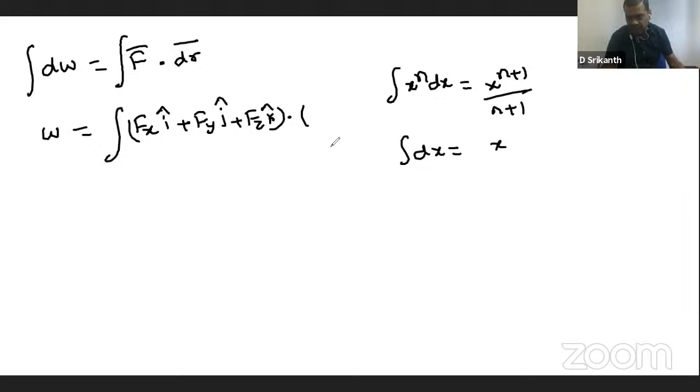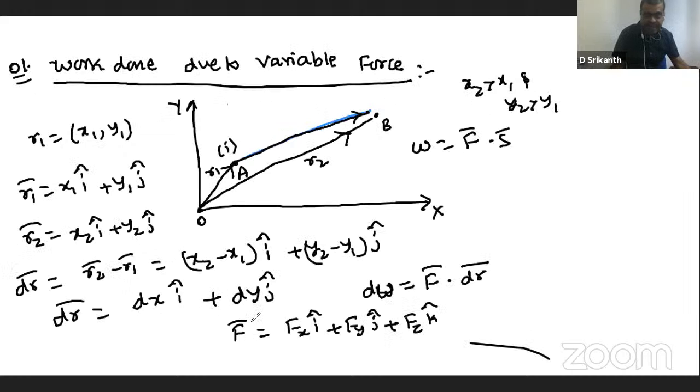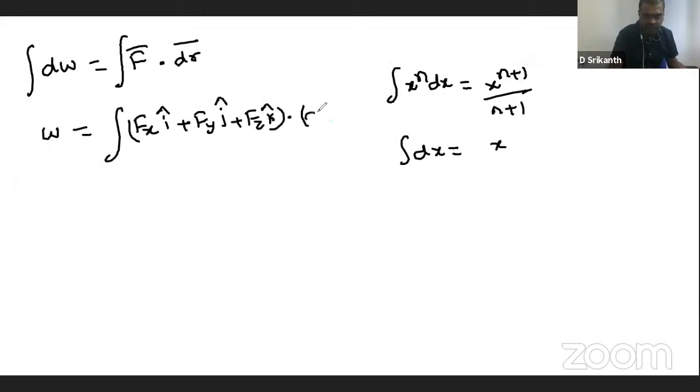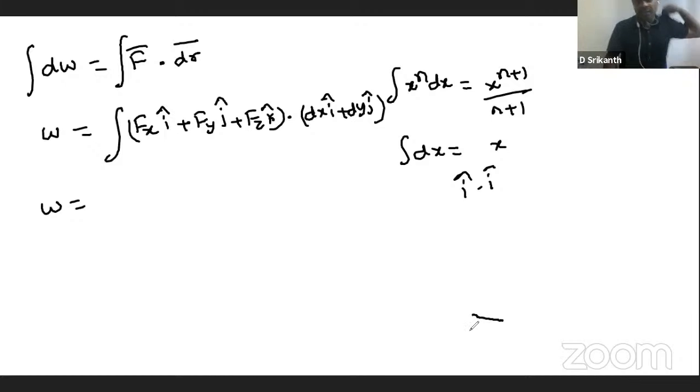dr bar. Here we got it as dx i cap plus dy j cap, since I consider two-dimensional. Afterwards, I will consider the three-dimensional. So work done is equal to i cap dot i cap. What is the value? i cap dot j cap and i cap dot k cap.